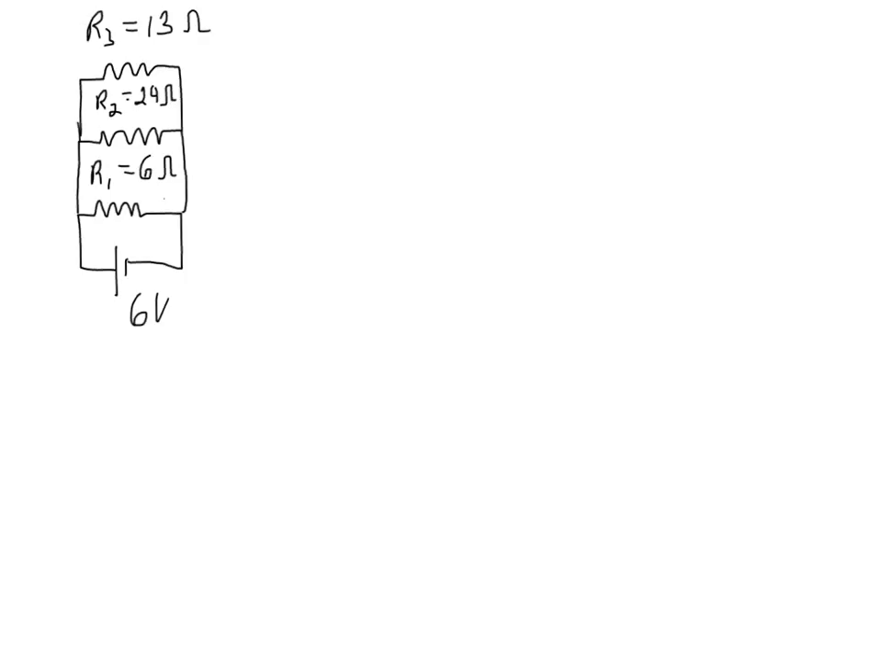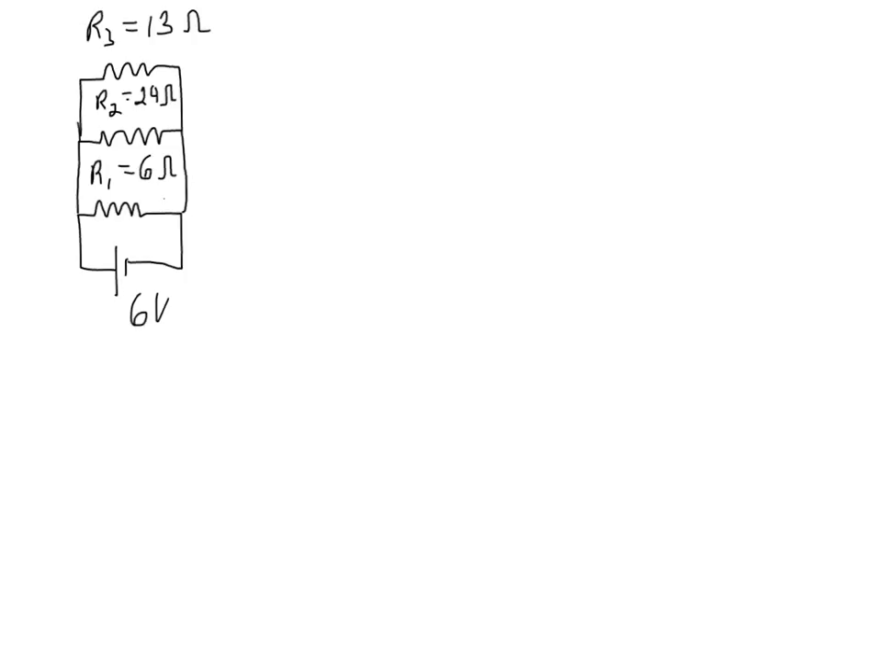So we have 3 resistors in parallel, and we're going to be looking for the current and voltage through R3. Because these 3 are in parallel, the voltage is going to be 6 volts through each branch. So 6 volts through R1, 6 volts through R2, and 6 volts through R3.